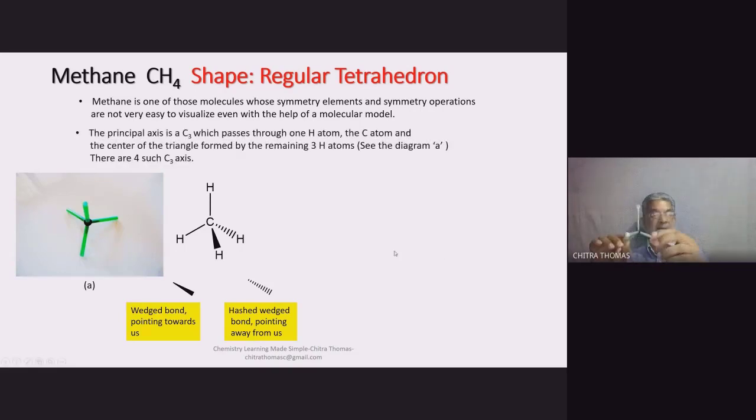The principal axis is a C3 axis, okay? And the C3 axis passes through what? The hydrogen atom, the carbon, and the center of the triangle formed by the other 3 hydrogens. That is the C3 axis. Now, how many C3 axes will be there? Corresponding to each hydrogen, there will be a C3. So 1 C3, second C3, third C3, 4. There are 4 such axes.